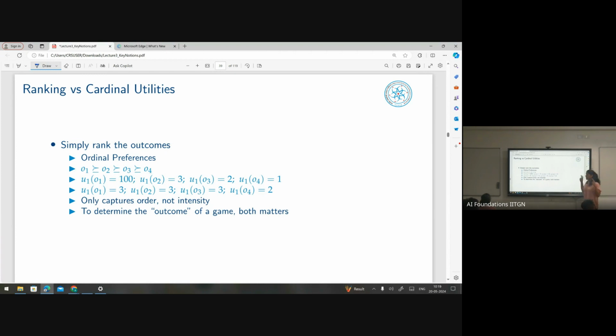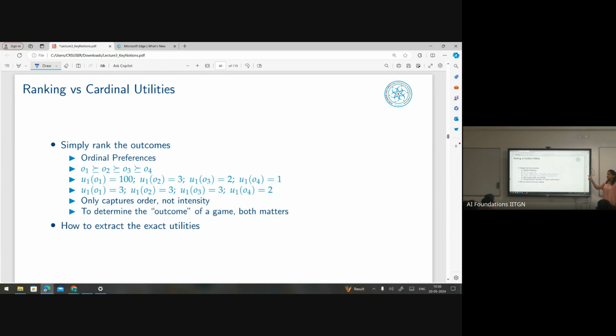But what is the catch here? The catch is that to determine the outcome of the game, we don't only need the ordering, we also need the intensity. What is the final outcome that the game will have? For that, we'll need both the ranking and the intensity. If we are given the cardinal utilities, we already know what the ordinal is. But cardinal utilities are required. Often in some games, we do not really need the cardinal utilities, but the idea is to come up with these cardinal utilities so that we have the maximum information possible to come up with the outcome.